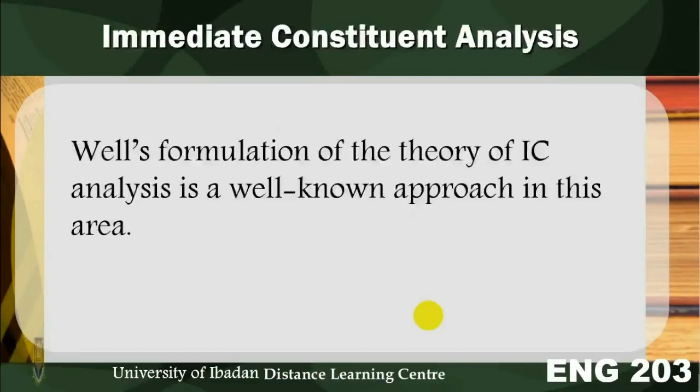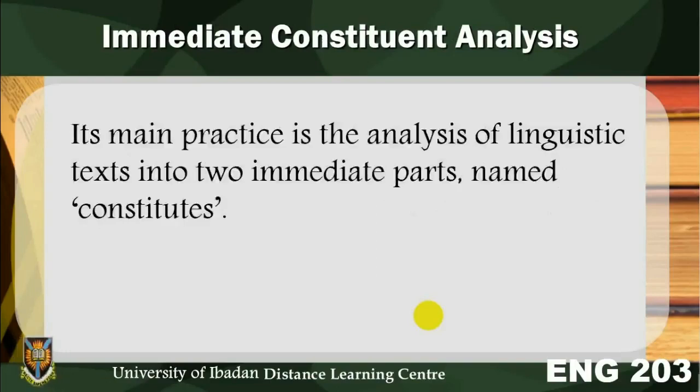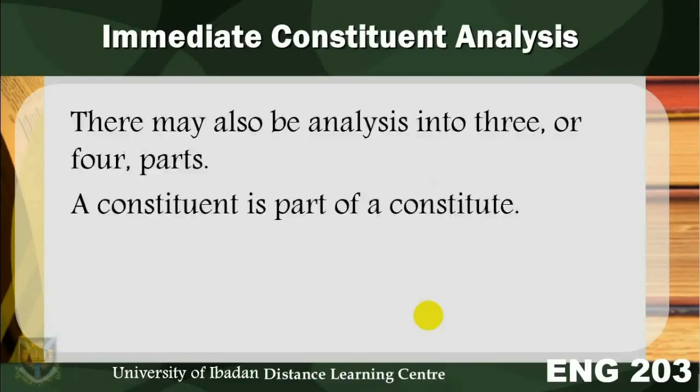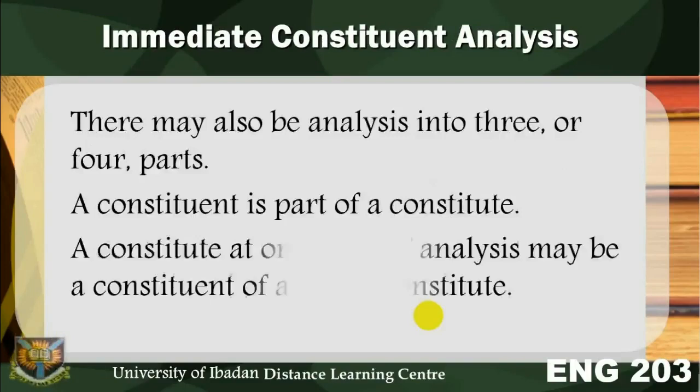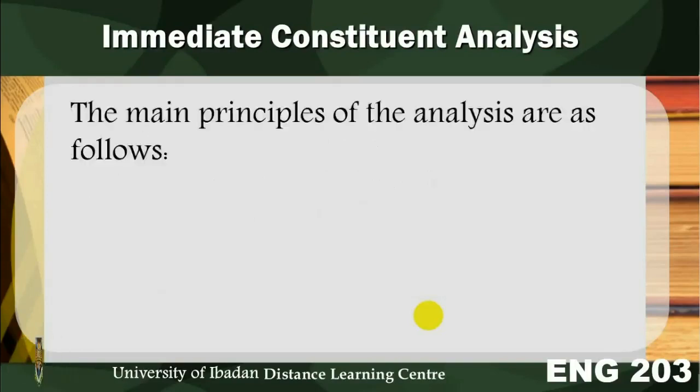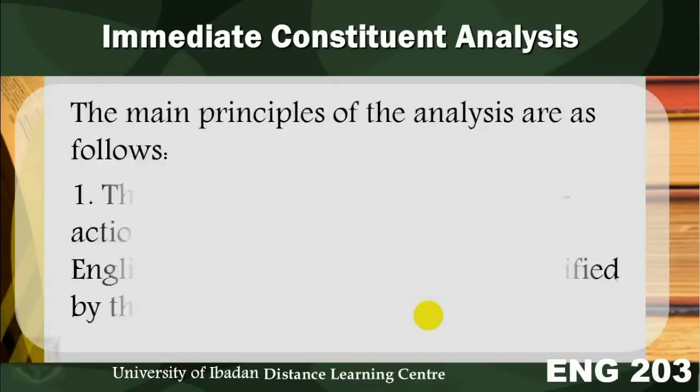Immediate constituent analysis. Wells' formulation of the theory of IC analysis is a well-known approach in this area. Its main practice is the analysis of linguistic text into two immediate parts, named constituents. There may also be analysis into 3 or 4 parts. A constituent is part of a constitute. A constitute at one stage of analysis may be a constituent of a larger constitute. The main principles of the analysis are as follows.